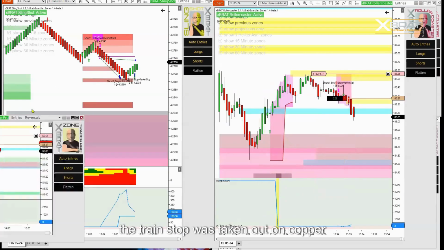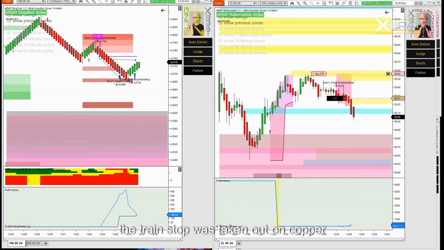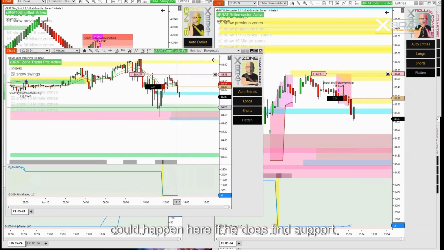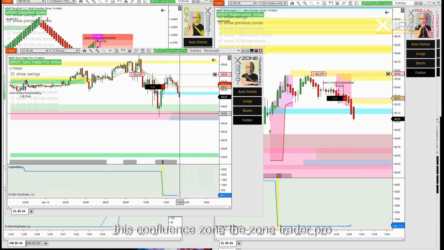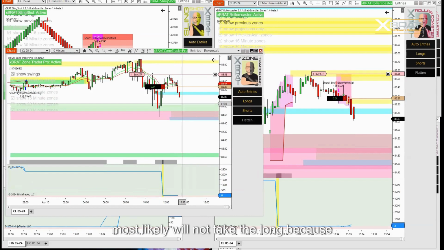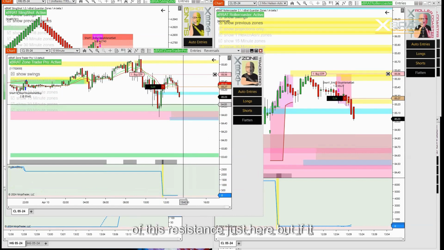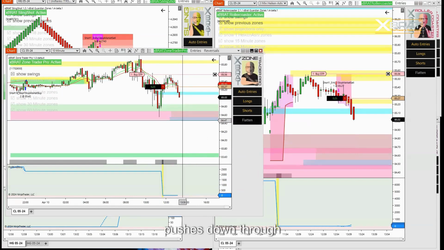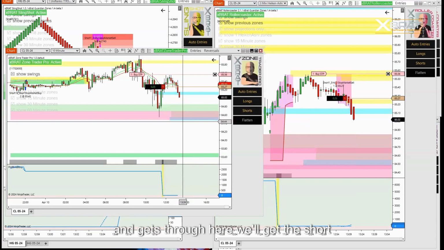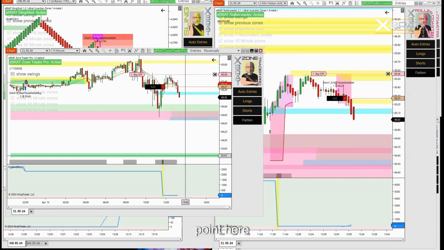Okay. The trading stop was taken out on copper, so in total, that was a $150 trade. It wasn't bad. A few coffees. But with this oil, there's a couple of things that could happen here. If it does find support at this confluence zone, the Zone Trader Pro most likely will not take the long because of this resistance just here. But if it pushes down through and gets through here, we'll get the short, all the way down to this point here.